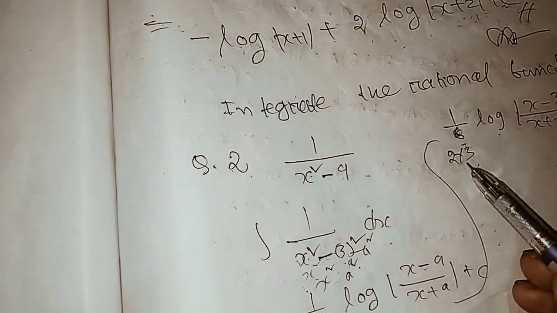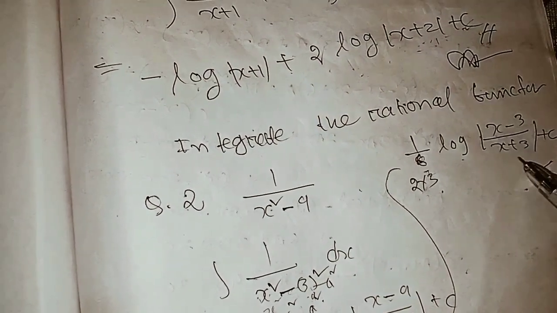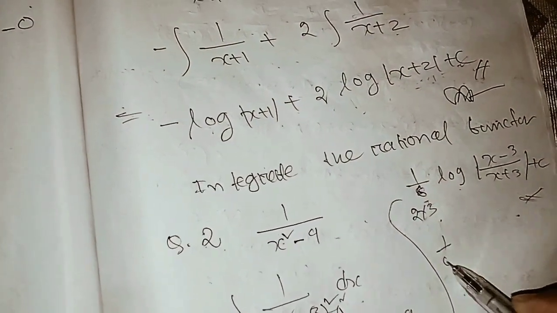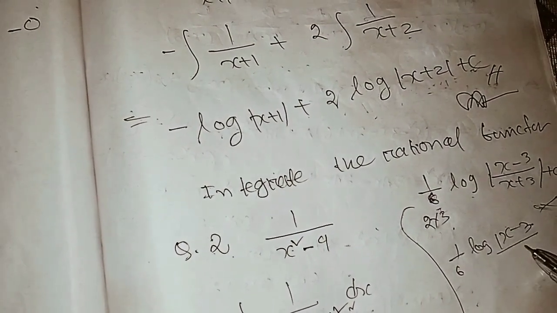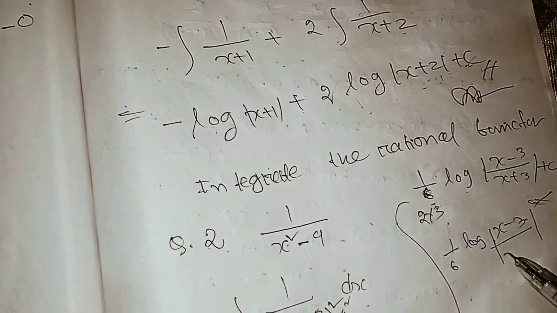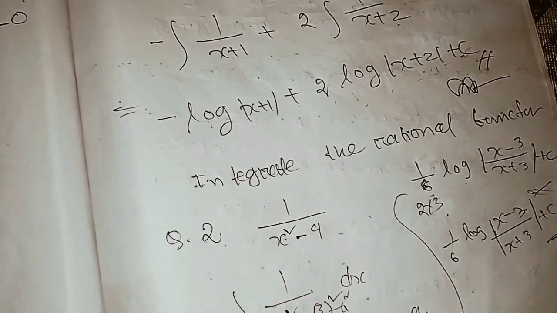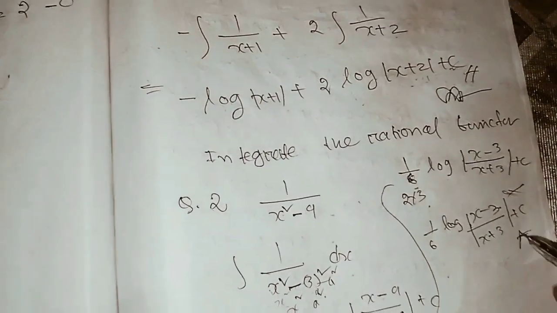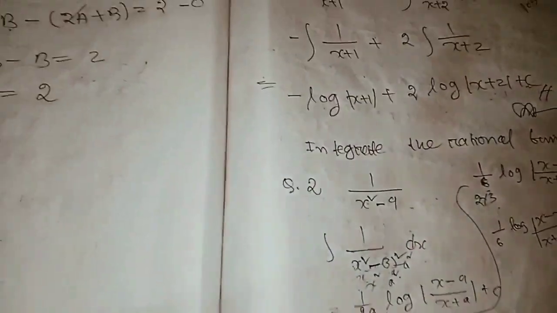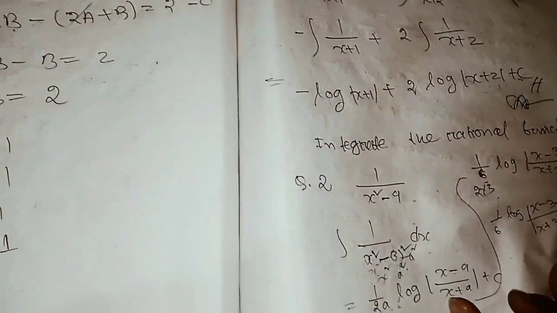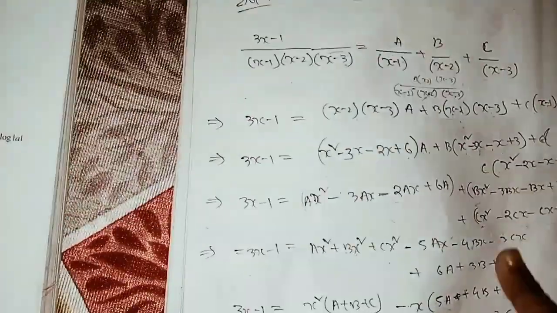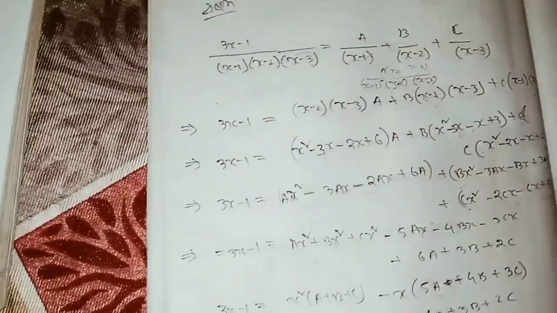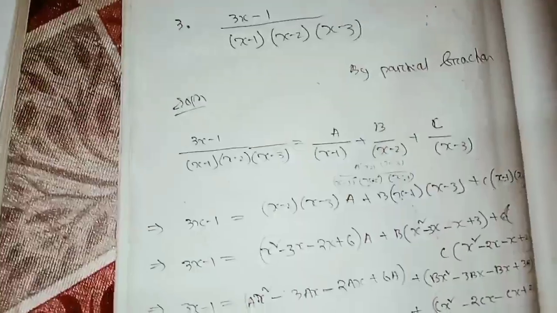You can see 3 log x minus 3 over x plus 3. Then you can write 1 by 6 log under modulus x minus 3 over x plus 3 plus arbitrary constant. This is your final answer. If you have any doubt, then you can ask me with the help of my WhatsApp number already given in your description.